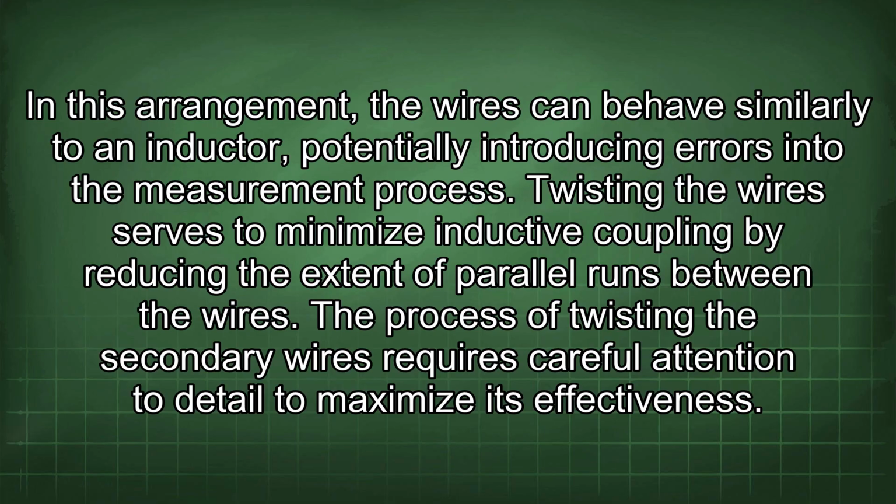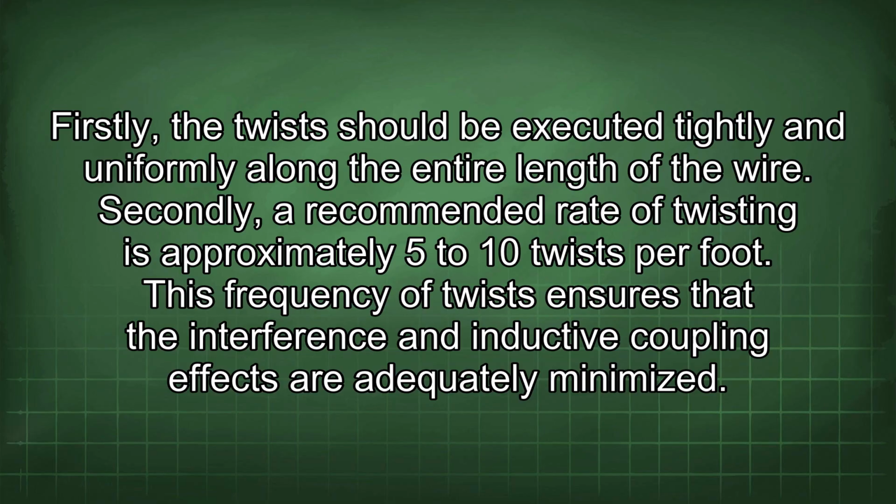The process of twisting the secondary wires requires careful attention to detail to maximize its effectiveness. Firstly, the twist should be executed tightly and uniformly along the entire length of the wire. Secondly, a recommended rate of twisting is approximately 5 to 10 twists per foot. This frequency of twist ensures that the interference and inductive coupling effects are adequately minimized.